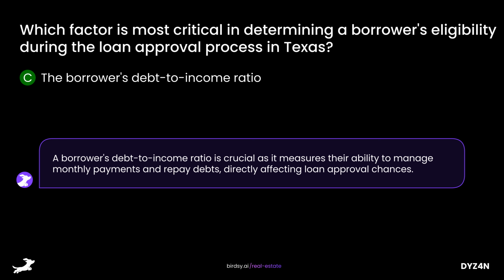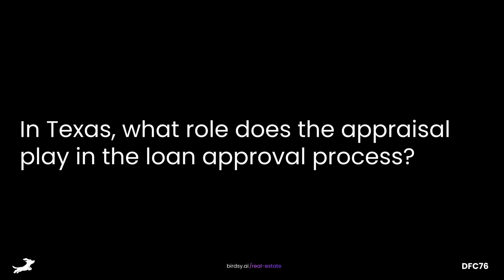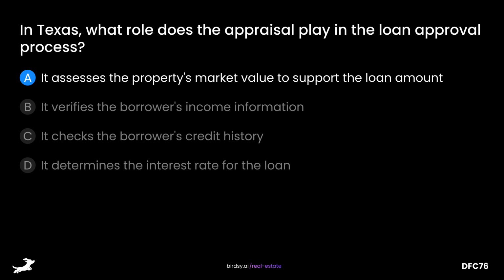loan approval chances. In Texas, what role does the appraisal play in the loan approval process? Is it A, it assesses the property's market value to support the loan amount, B, it verifies the borrower's income information, C, it checks the borrower's credit history, or D, it determines the interest rate for the loan? The answer is A, it assesses the property's market value to support the loan amount.